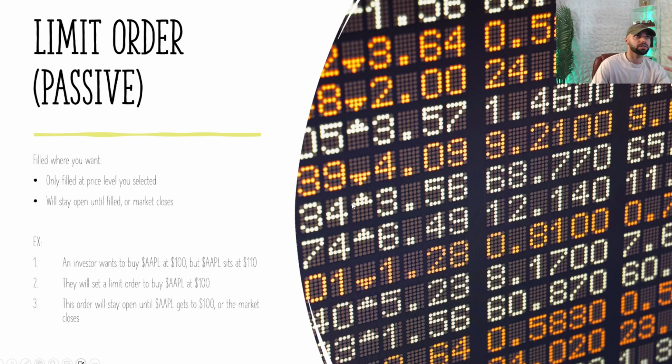So limit orders, again, we'll talk about that. These are the passive participants. They're only going to get filled at the level you selected, and they will stay open until filled or the market closes. You can set it to where it never closes, but I don't recommend that. Very simple. If an investor wants to buy Apple at $100, but Apple's at $110, they'll have a limit order set at $100, meaning whenever Apple hits $100, they'll go ahead and take that position.